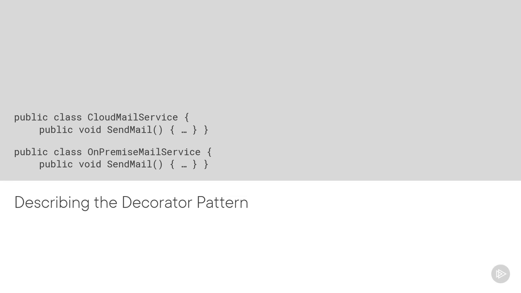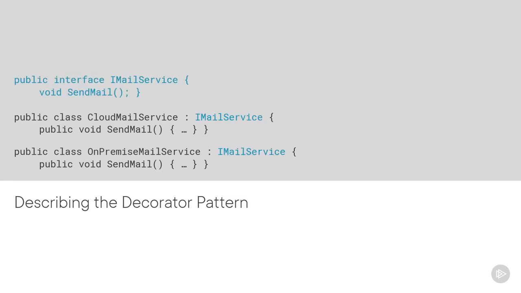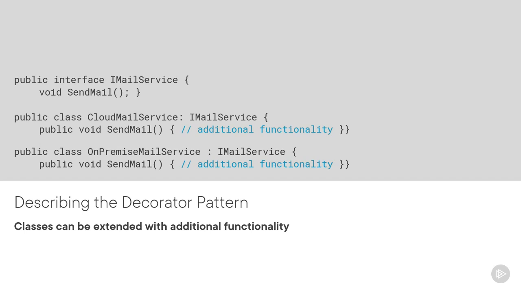In one of my other courses, I use a cloud mail service and a regular on-premise mail service to send mail. Both of these implement a simple IMailService interface, which exposes one method, SendMail. Now imagine I want to add some functionality to this service. Say that I want to start collecting some statistics. For example, how long does it take sending a mail? Or how often is the SendMail method accessed?